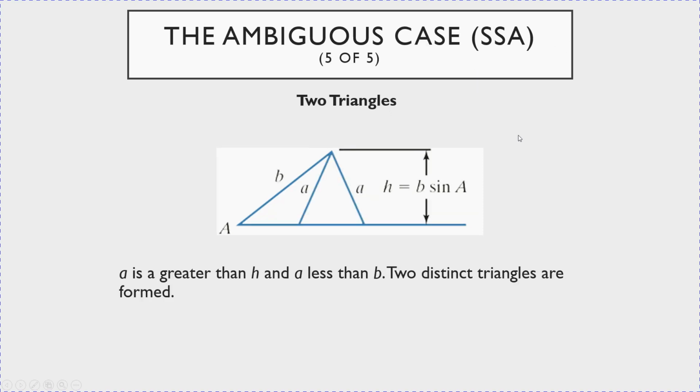And then sometimes you get two triangles, and I'm going to show you an example of that. So if a is greater than h and a is less than b, you get two distinct triangles. You don't know which one though. This is one triangle here, and this is the other triangle. So it's a little bit brutal, and I'll do an example of that so you can see it.